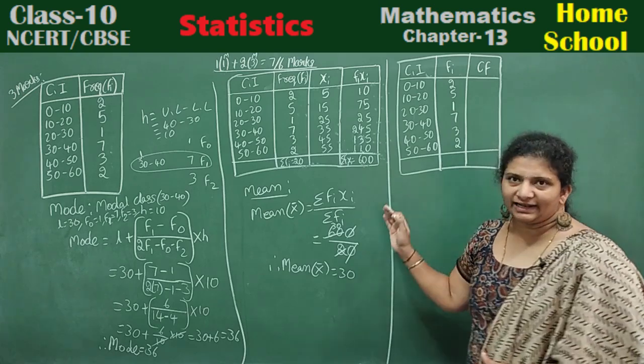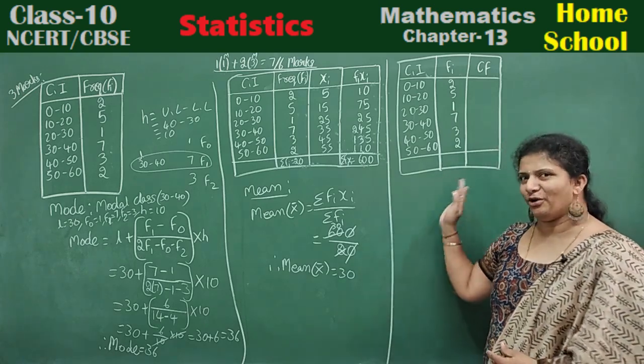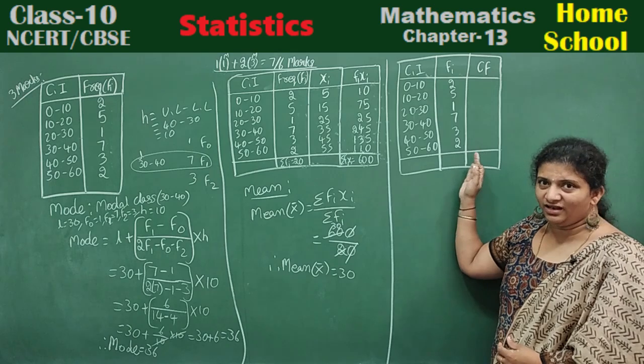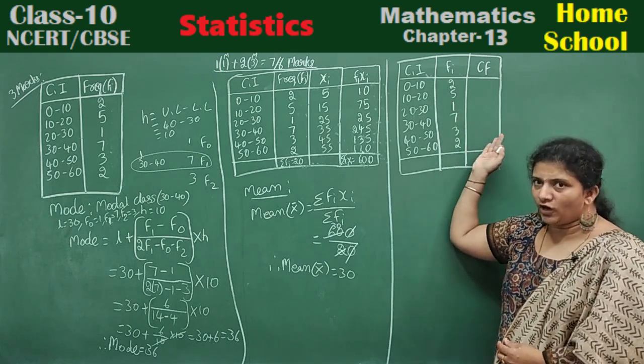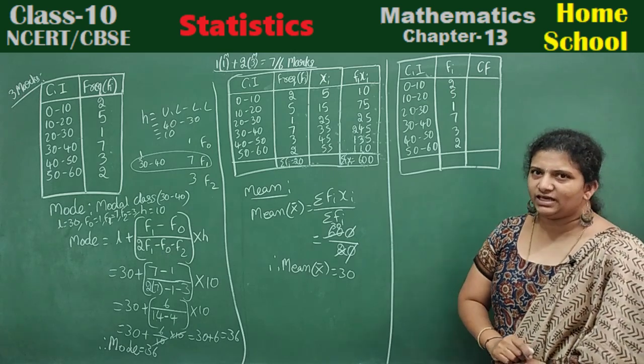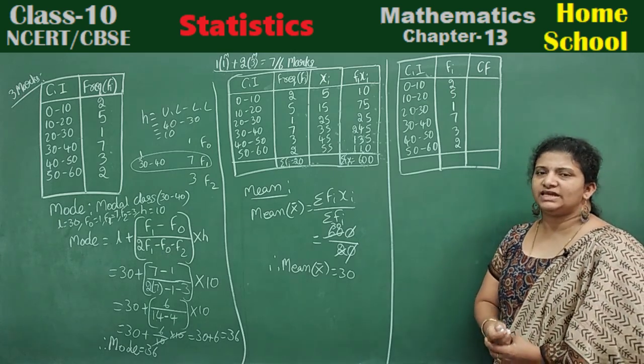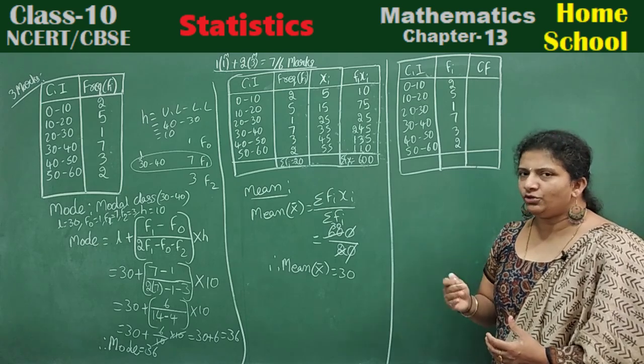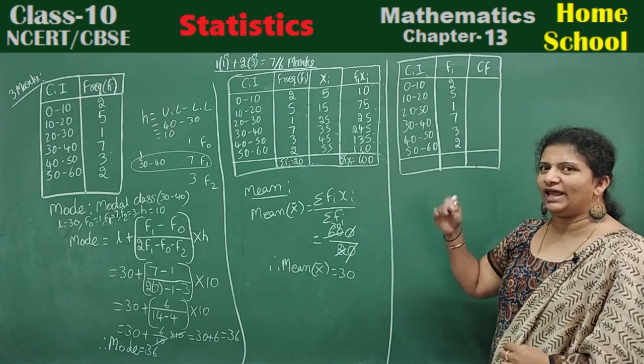Now we are going to calculate the median for the same problem. I have done it here again. In this, one more column is needed, that is cumulative frequency. What is cumulative frequency? How are we going to get it? We are going to add the frequencies cumulatively.